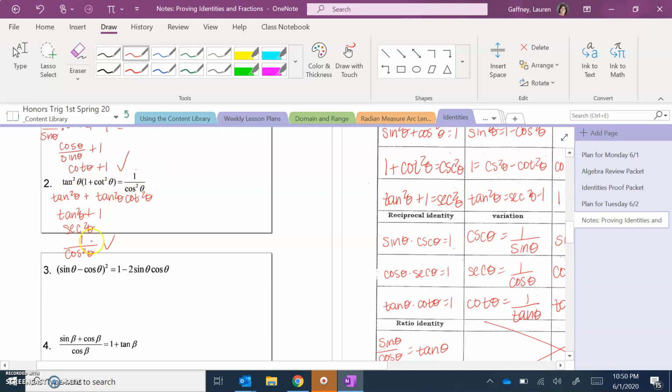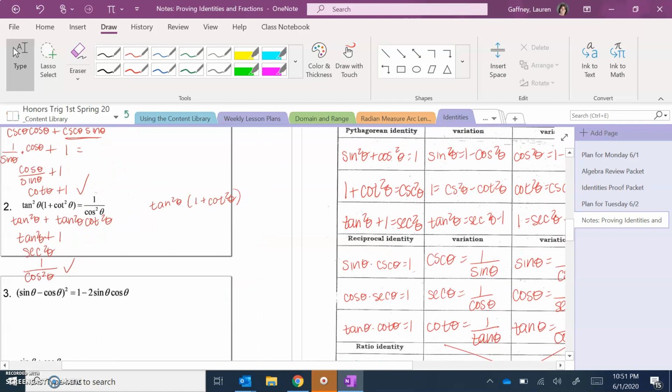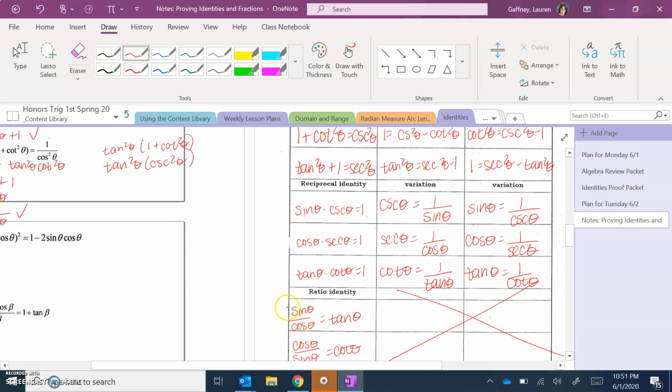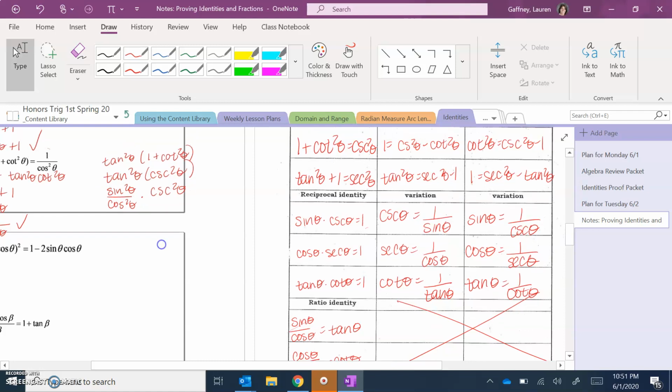Right? Now, for example, I did that way. There's another way you could do this, just to show you alternative ways. If you look at the chart and you're like, ooh, 1 plus cotan squared, that's the same as cosecant squared. I'm going to turn this into cosecant squared theta. And then tan, I know that tan is the same as sine over cosine. Now, since it's squared, it would be sine squared over cosine squared. And then hopefully from here, you're like, sine times cosecant is equal to 1. Now, since they're both squared, it would still be 1. And then I'd have 1 over cosine squared.